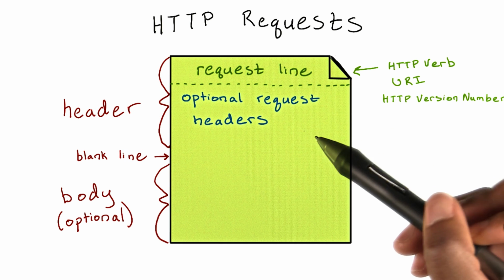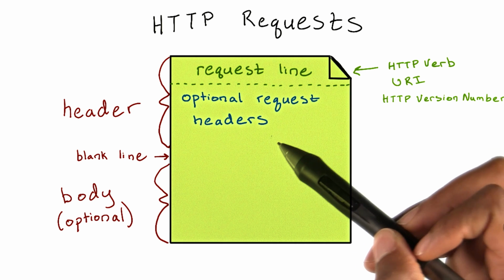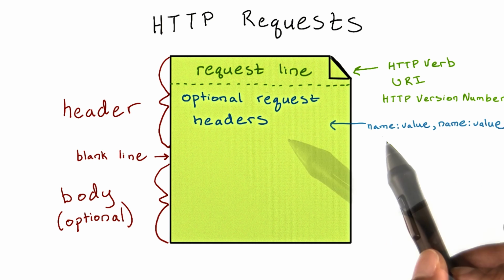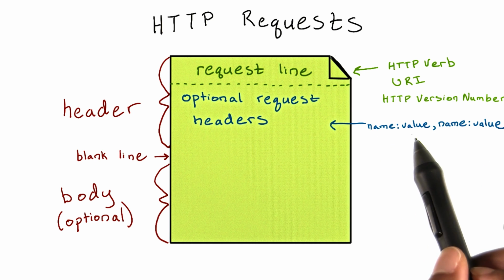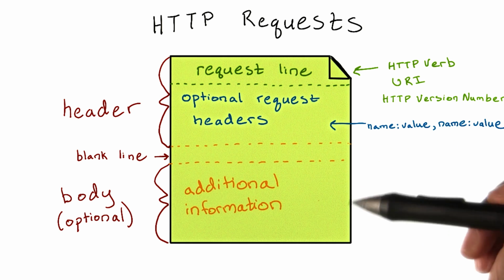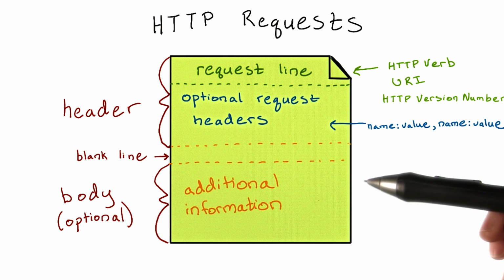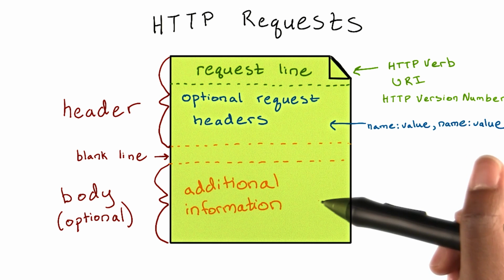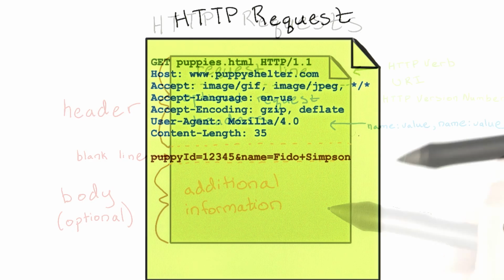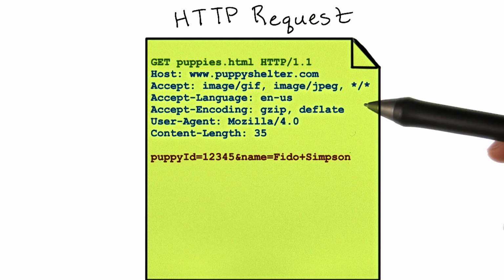After the request line, we have the optional request headers. These are parameters that can be used to describe specific properties about a request. Request headers appear in name-value pairs. Multiple values can be separated by commas, like so. A blank line separates the header and body of an HTTP request. In the body, we can add any other information about the request that we want to send along to the server. An example of a complete HTTP request message is shown here.